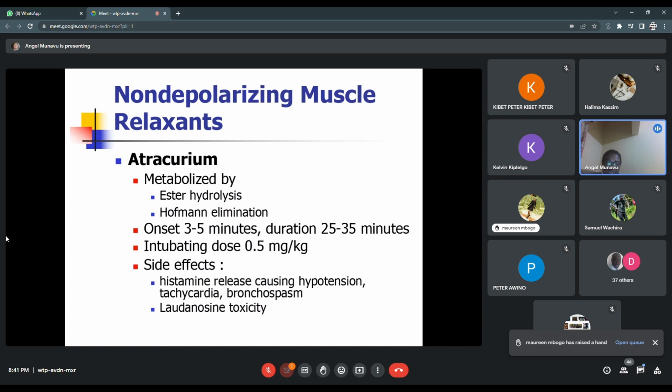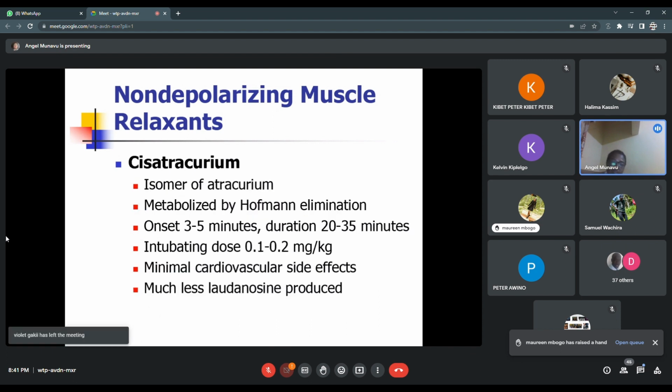And these are the side effects: it releases histamine and they cause hypotension, tachycardia, and bronchospasm. And it may also lead to laudanosine toxicity. It produces this substance we call laudanosine, which may be toxic to the patient.